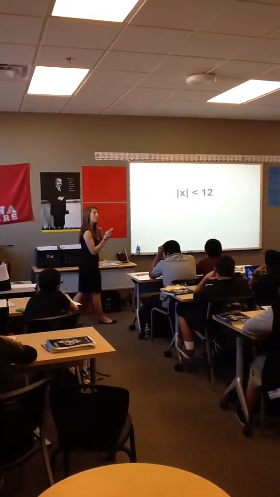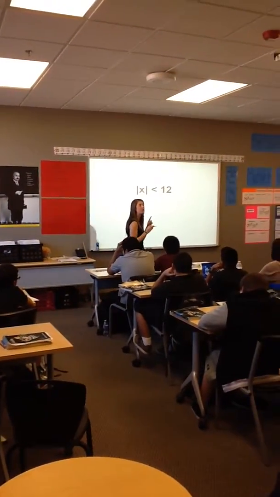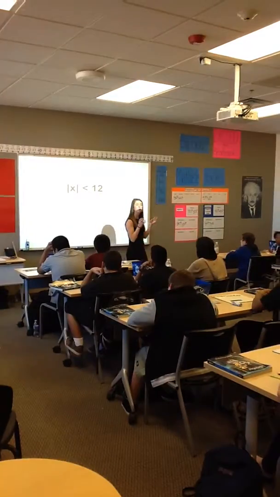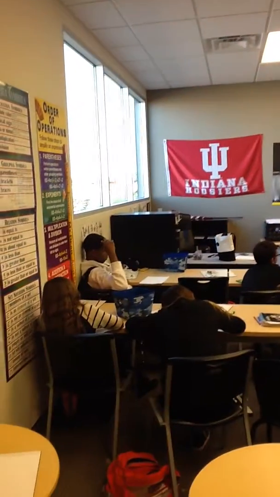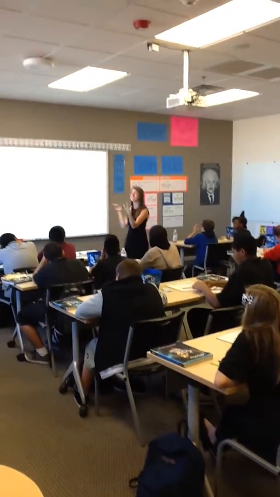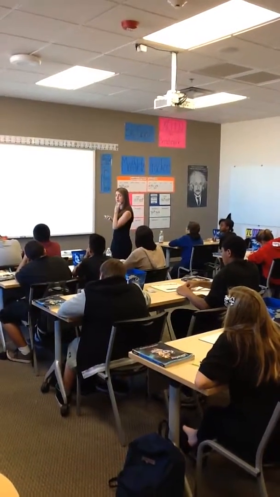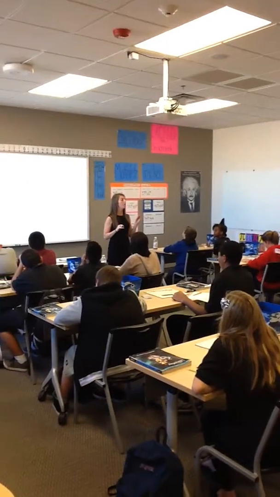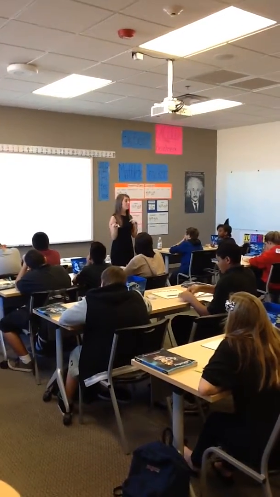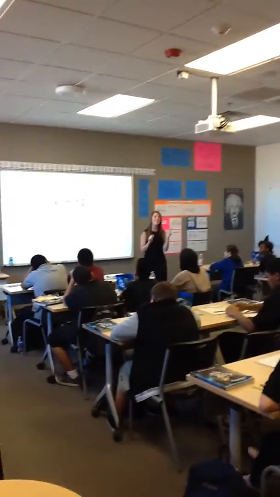So can anyone think, what are some examples of numbers that are within 12 spaces from 0? Give me some examples. 11. Give me another one. 10. Give me another one. What's a number that's less than 12 spaces from 0? 7. What else? Oh, negative numbers too. So we have 0, we have positive numbers and we have negative numbers.